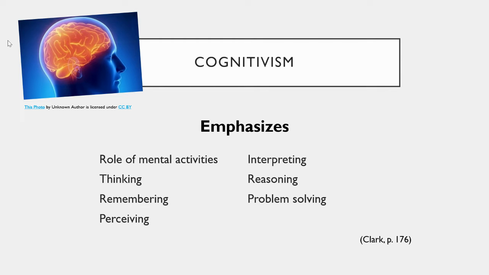The theory that I chose to model my course after is cognitivism. Cognitivism replaced behavioralism as a dominant learning theory in the late 1950s and early 1960s. The theory of cognitivism emphasizes the role of mental activities in the learning process and includes actions such as thinking, remembering, perceiving, interpreting, reasoning, and problem solving. Cognitivism believes that people learn through active participation.